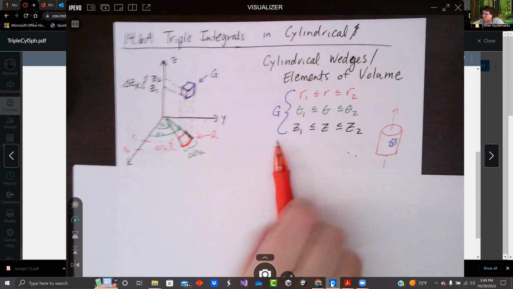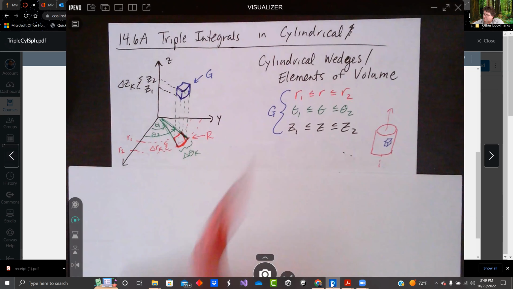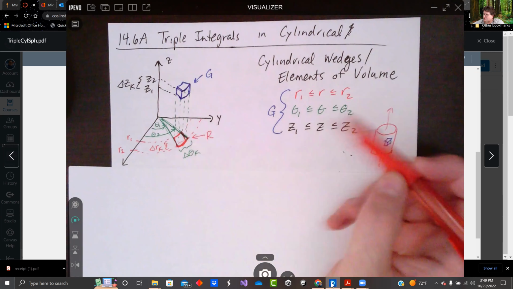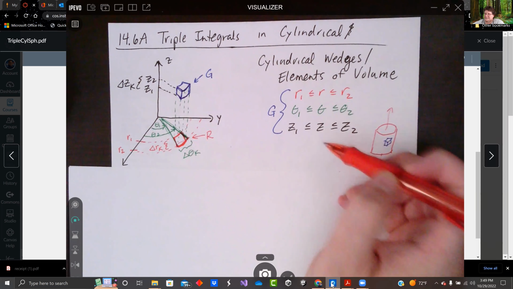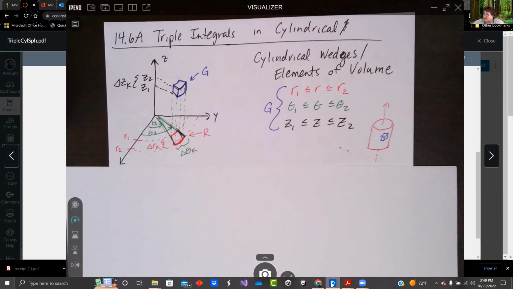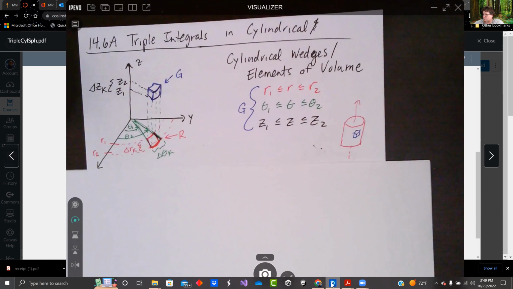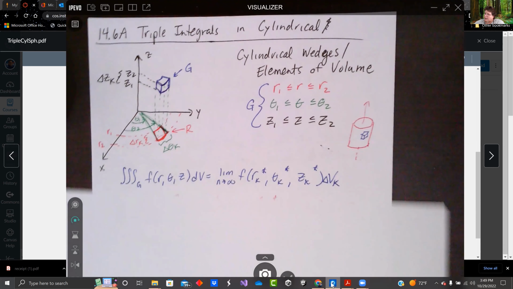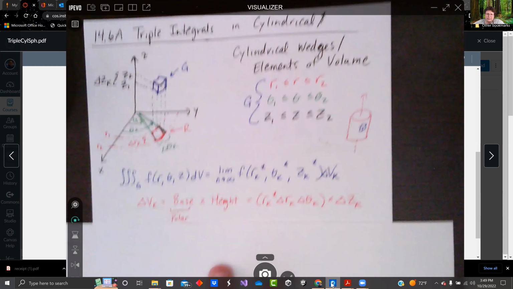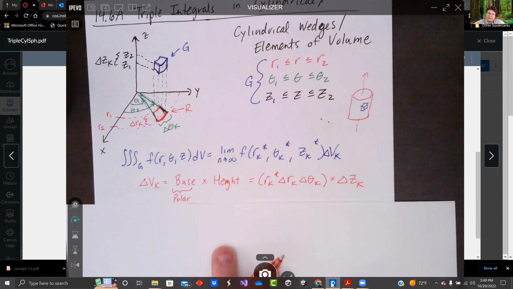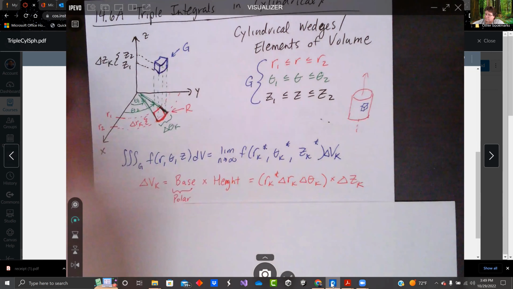Back to cylindrical. So if we're going from r1 to r2 for any given wedge or any given region, and theta is theta 1 to theta 2, and z is z1 to z2, we can have this cylindrical block somewhere. We can write our function f of r, theta, z. It's really the limit as n goes to infinity of f of r_k star, theta_k star, and z_k star, where it's based off a point on a block.